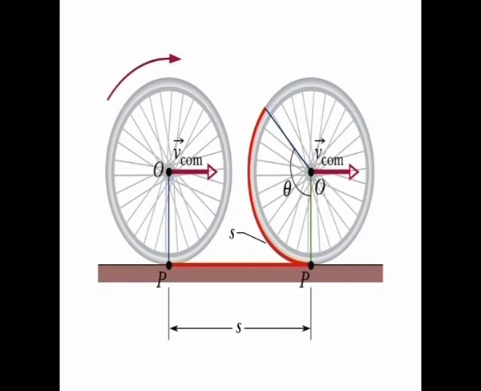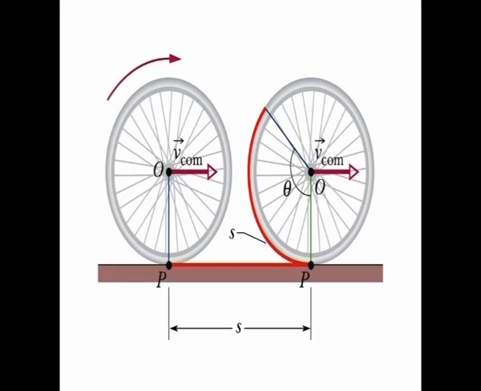As shown, you see the center of mass O of the wheel move forward at constant speed v-com. The point P on the street where the wheel makes contact with the street surface also moves forward at speed v-com, so that P always remains directly below O. During a time interval t, you see both O and P move forward by a distance s.